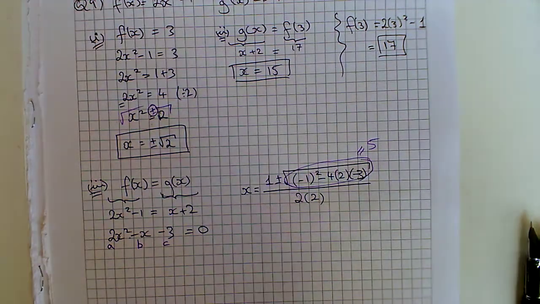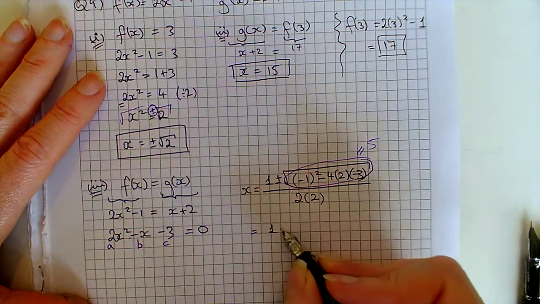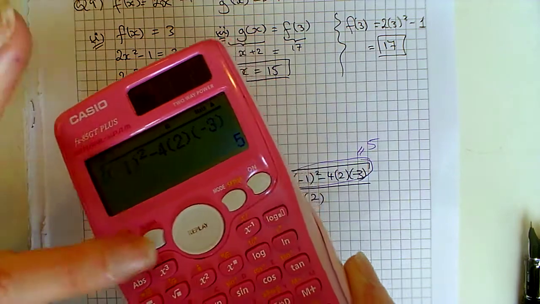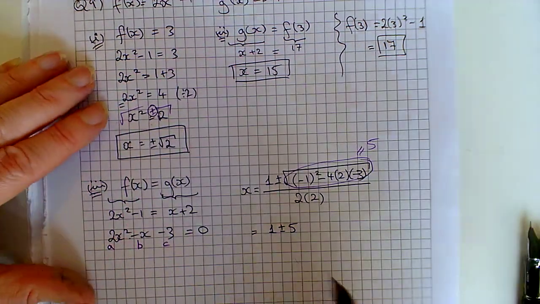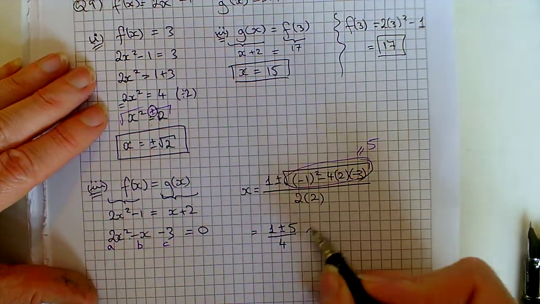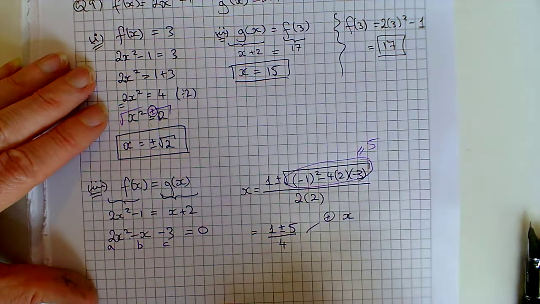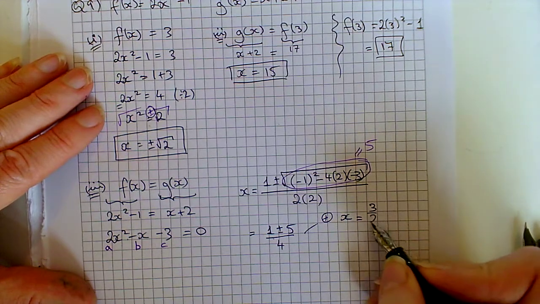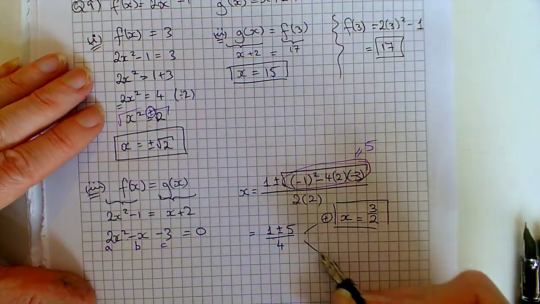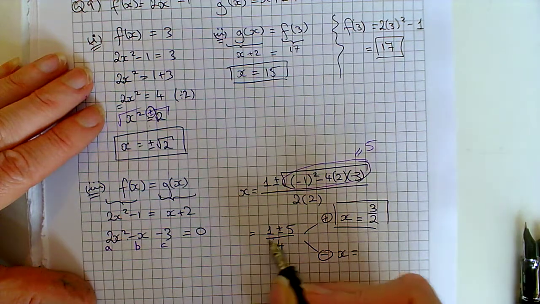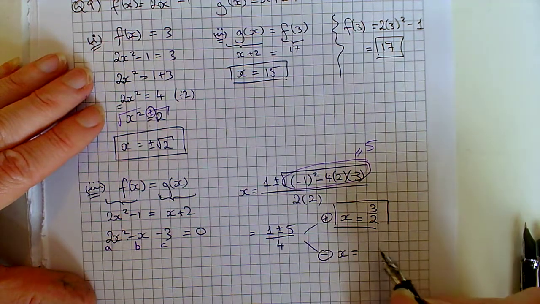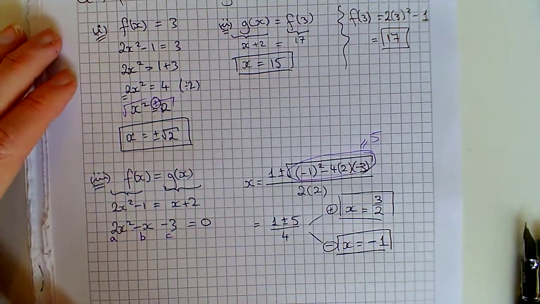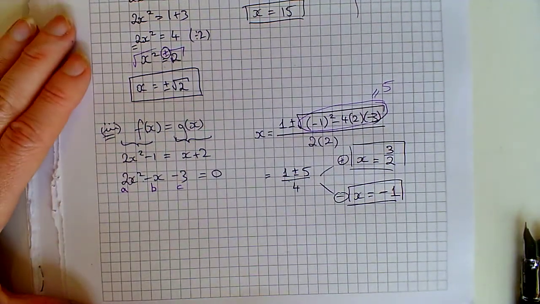Okay, so this is 1 plus or minus 5. Not the square root of 5, that was the square root of 25. The calculator did all the work for me. All over 4, and the plus answer gives me x is equal to 1 plus 5, 6 over 4, or 3 over 2. And the minus answer gives me x equals 1 minus 5, minus 4 over 4, minus 1. Again, you can use the calculator to work those out if you want.